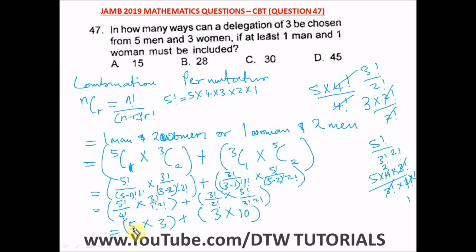So what do we have? 5 times 3 is 15, plus 3 times 10 is 30. When you add this up together, 15 plus 30 gives us 45. So our answer is 45. The delegation of 3 can be chosen in 45 ways. So our right option here is option D.